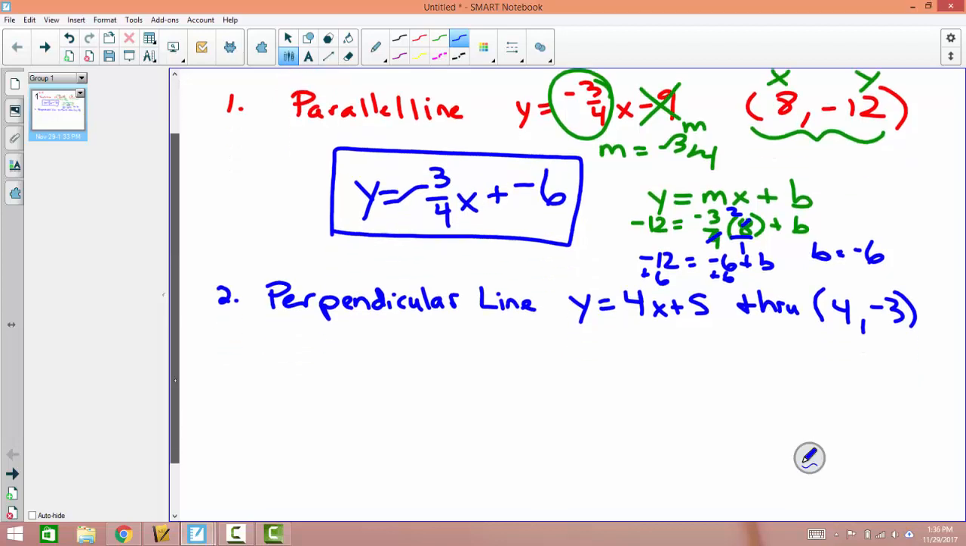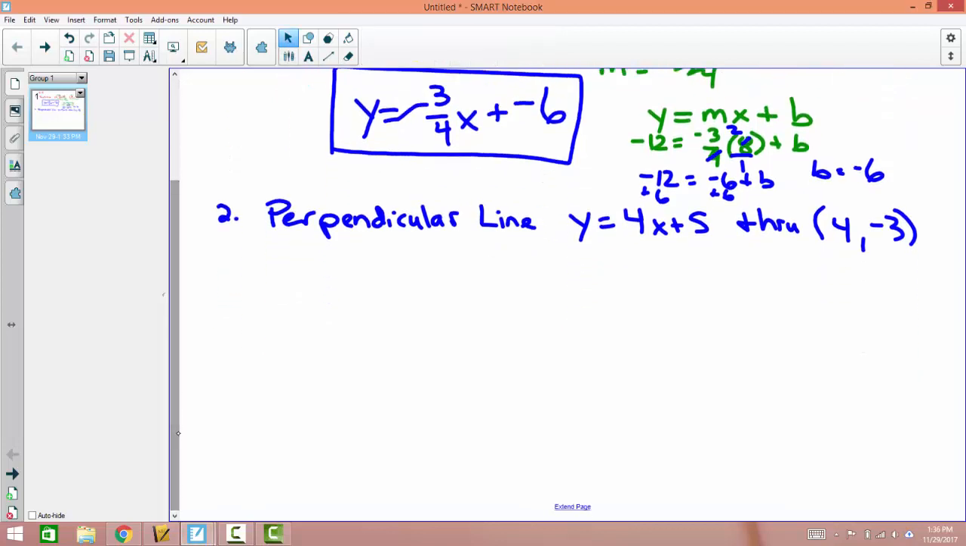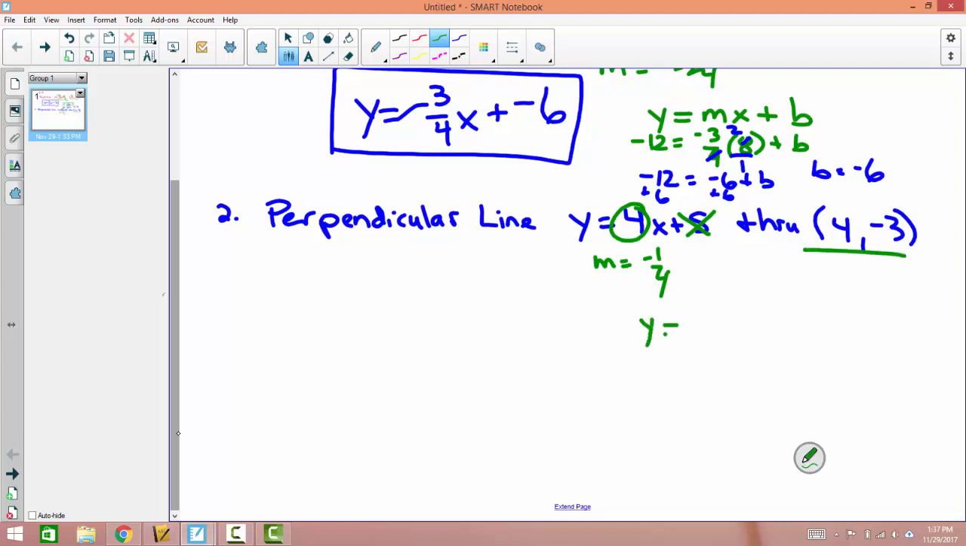The perpendicular line means the slope is the opposite reciprocal. So 4's opposite reciprocal is negative 1/4. None of this is necessary. So we have a slope of negative 1/4 through this point. Same exact process, y equals mx plus b. If you don't like this process, you can use a table and work your way back to 0. Negative 1/4 isn't that horrible to work with.